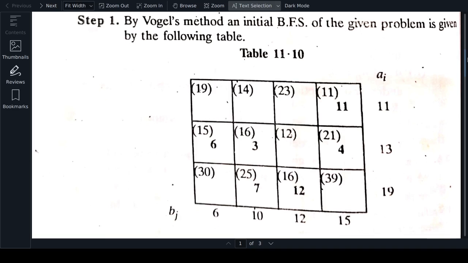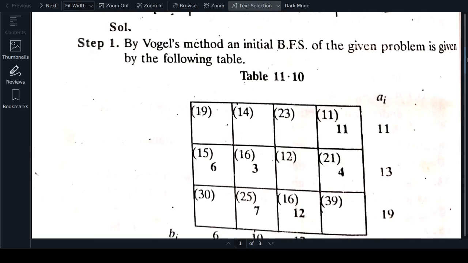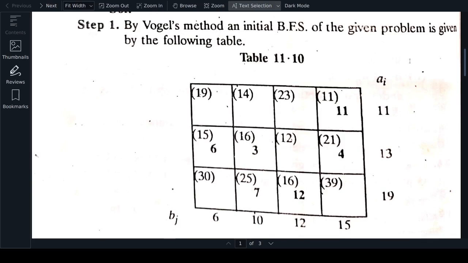Cell number 1,4 allocation is 11, cell number 2,1 allocation is 6, cell number 2,2 allocation is 3, cell number 2,4 allocation is 4, and similarly cell number 3,2 allocation is 7 and cell number 3,3 allocation is 12. So you will check whether this is correct or not. All of you can solve this now by Vogel's approximation method, same as the earlier problem.